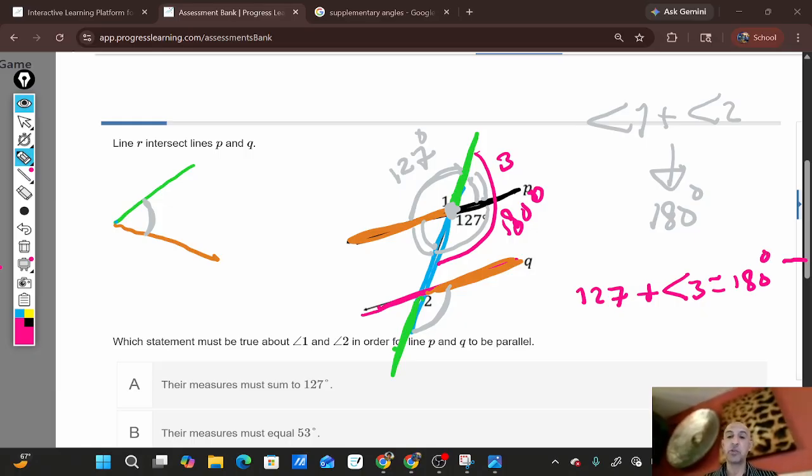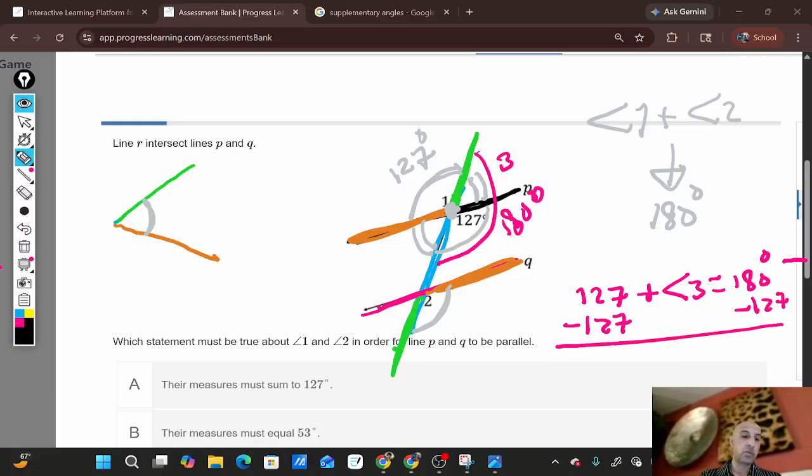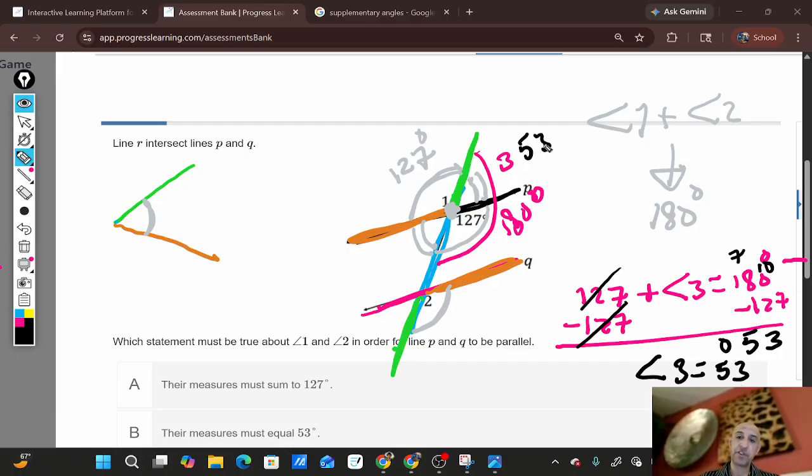Now we can use algebra like this. So we need to subtract 127, and we need to subtract 127, and we can cancel 127 with 127 in this case. So we have 180 minus 127. Okay, here's 7. 10 minus 7, which is 3. 7 minus 2, which is 5. 1 minus 1, which is 0. So in this case, angle 3 equal to 53. So here angle 3 is 53 degree.